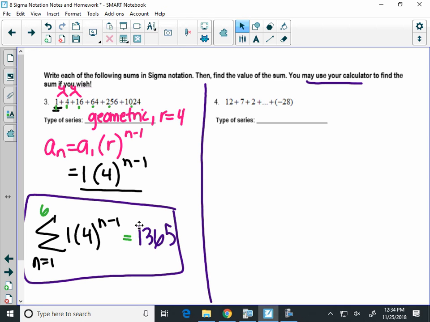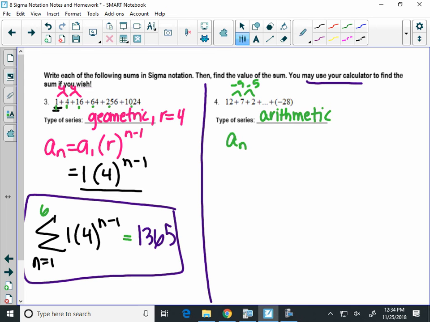Last homework problem here. 12, 7, 2, dot, dot, dot to negative 28. All right, well, this is arithmetic. And it's arithmetic because each term here we are subtracting 5. So in order to do our sigma notation, you need to simplify the formula for the sequence. So we're going to find a sub n equals. Well, our first term is 12 minus our common difference of 5 times n minus 1.